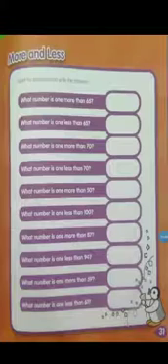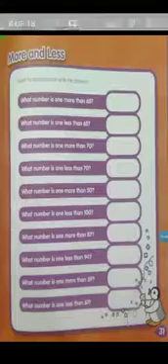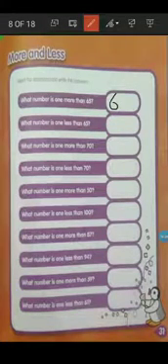What number is 1 more than 65? Now they are asking what happens if we add 1 to 65. 65 plus 1 is 66. We are going to write 66 over here. Now come to the second one. What number is 1 less than 65? 64 is 1 less than 65, because if we subtract 1 from 65, it will become 64. So 64 is 1 less than 65.